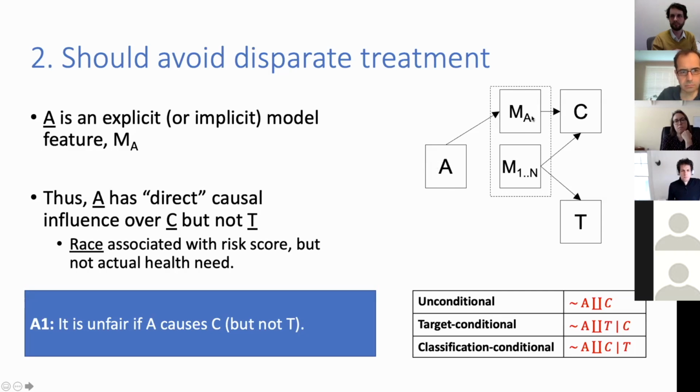Where A is a cause of, perhaps this is just race, race is an input variable, or perhaps it's some proxy that has been intentionally placed into the model in order to bias the classifier in some way, right? This is wrongful because A has a direct causal influence over the classifier, but not over the target variable. It's like a clear bias or distortion, right? And so race becomes associated with the risk score, but not actual health need, because of some intervention that created the disparate treatment. And so the assumption here is that it's unfair if a sensitive attribute causes the classifier but not the target variable, right? And indeed, if you have a classifier where the sensitive attribute causes the classifier but not the target variable, it's going to fail on all of these.